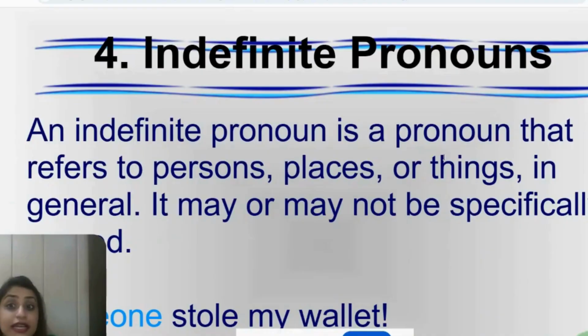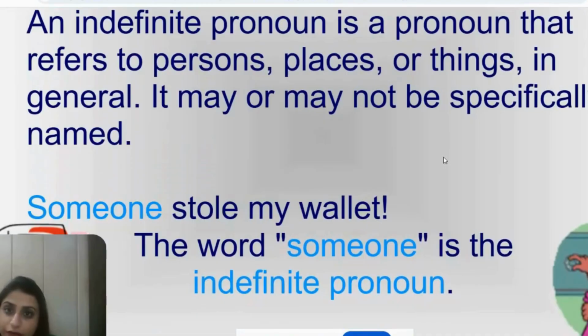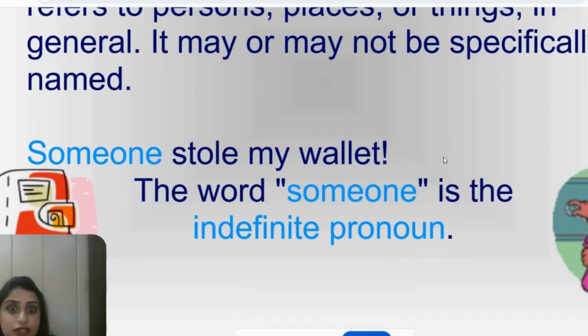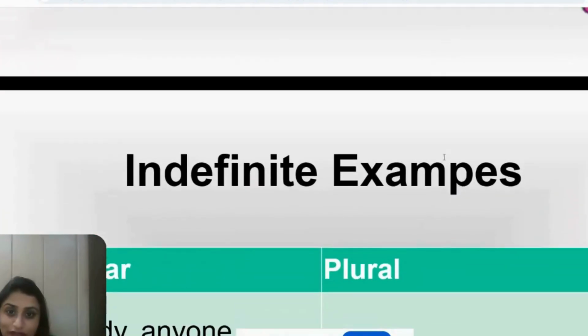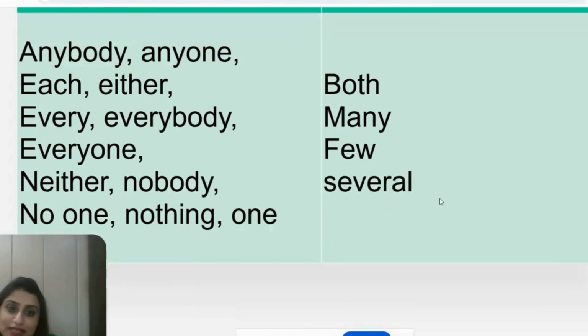Let's move ahead. Next is indefinite pronouns. An indefinite pronoun is a pronoun that refers to persons, places, or things in general. It may or may not be specifically named. Someone stole my wallet. The word someone is the indefinite pronoun. Let's see some examples here. If it's singular, you'll be using anybody, anyone, each, either, every, everybody, everyone, neither, nobody, no one, nothing, one. And when it comes to plural, you'll be using both, many, few, several.